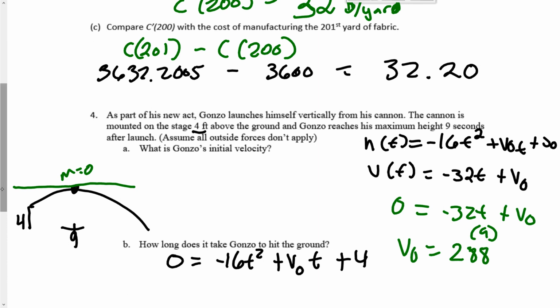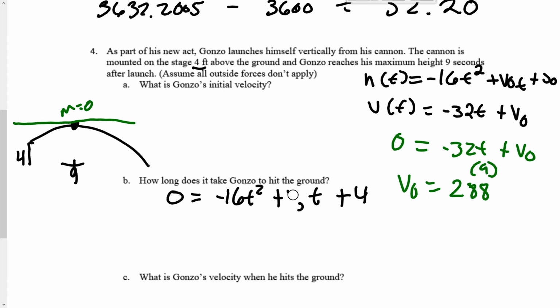And now I can go ahead and plug that into this equation right here. Plus 288t plus 4. And now I can go ahead and solve this quadratic. I can first factor out a 4. I can factor out a negative 4, but 4 is all the same. Since I'm going to have to use the quadratic formula, I'll just factor out a positive 4. 72t plus 1.